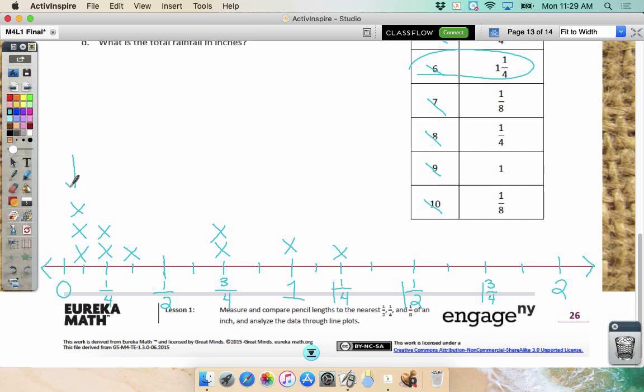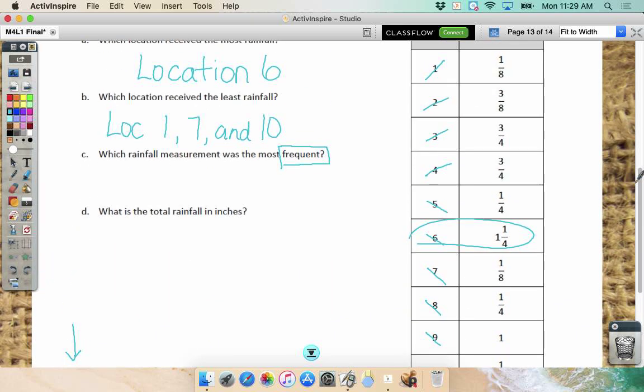1/8. That means which one has the most X's above it? 1/8. So what they want kids to do is they want them to see the word most and not read the rest of it and then pick the highest rainfall.